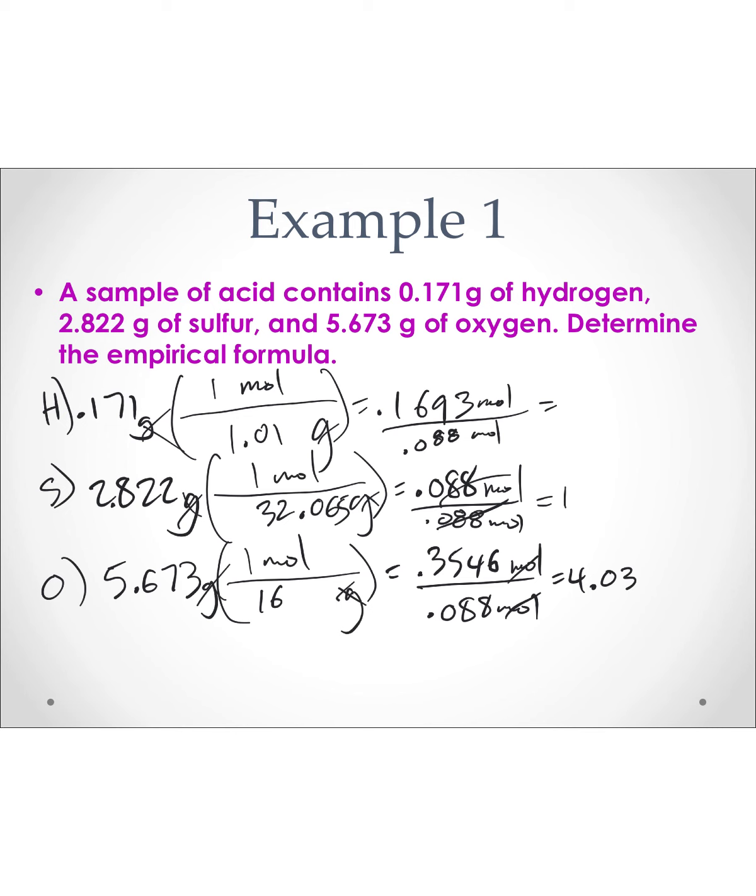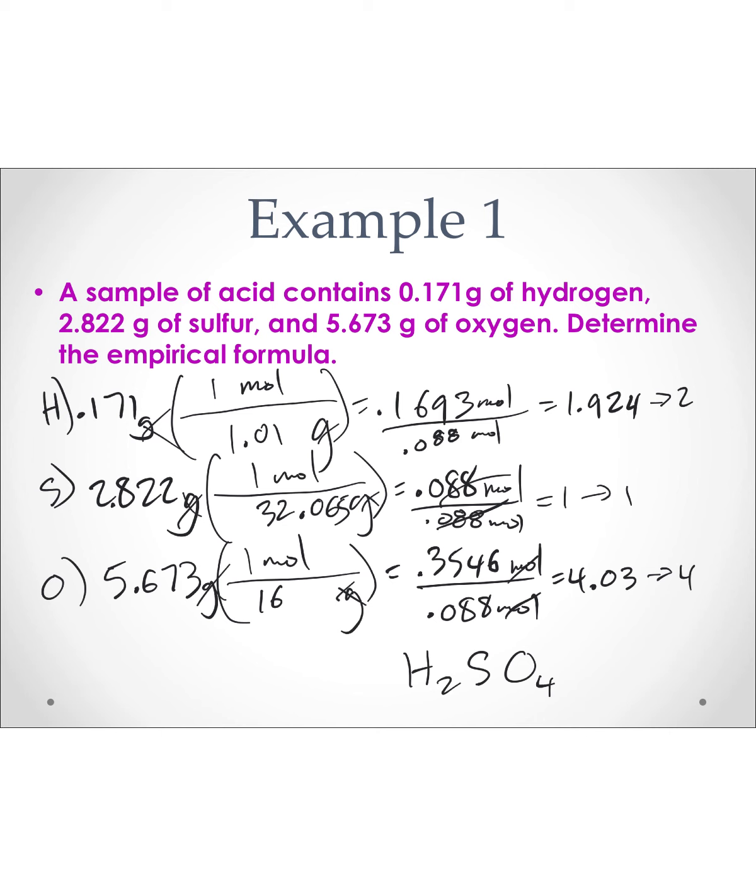And then 0.1693 divided by 0.088, that one roughly comes out to 1.923, and that is not close to any common fraction, so we know that's going to be close to 2. So that will lead to 2. That will lead to 1, obviously, and that will lead to 4. So the formula will be H2S, because S is 1, and then O is 4. So this is sulfuric acid, H2SO4. So once again, that's all the steps to doing empirical formula.